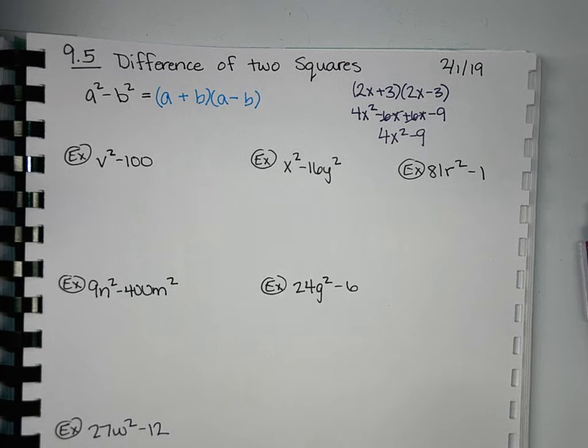And I will say this, on your homework, we did throw in a couple that weren't perfect to see if you could make sure you go through that checklist. They have to be perfect squares. They have to be subtracted in order for this to work.